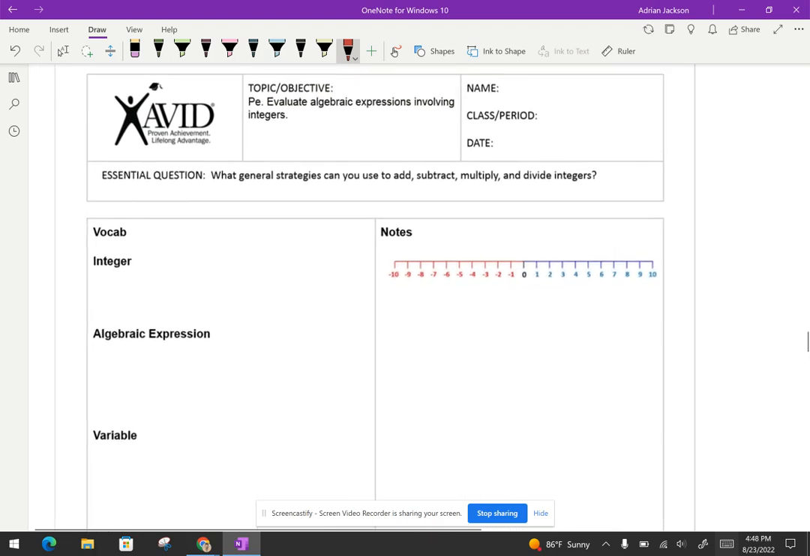Okay, these next notes, PE, evaluate algebraic expressions involving integers. So this is basically what we were just doing, but with a twist with some letters in it. So the first thing, an integer. Remember what that is? An integer is a whole number, positive, negative, or zero. Again, that number line is there to remind you.